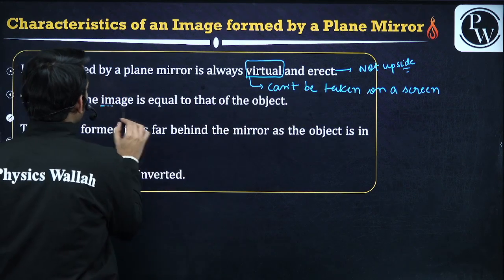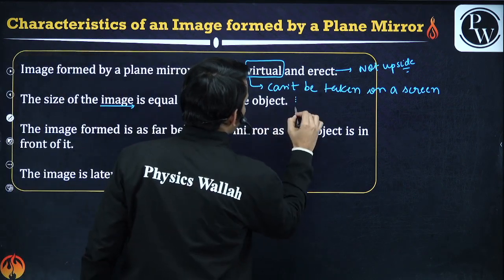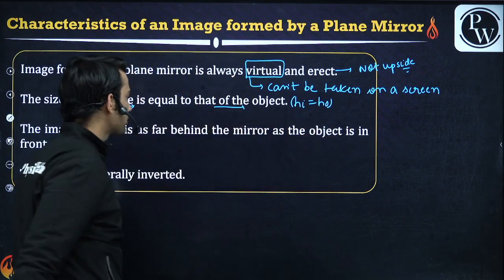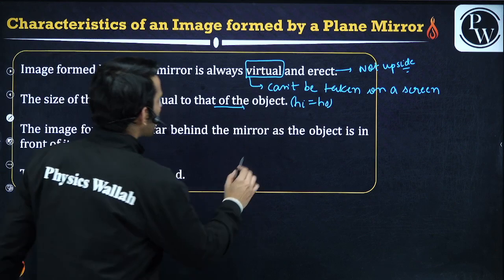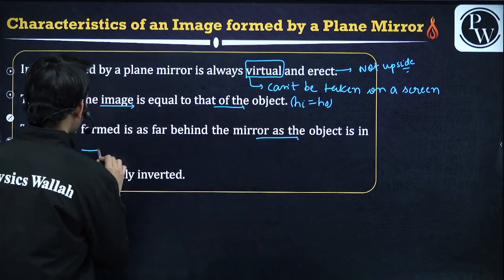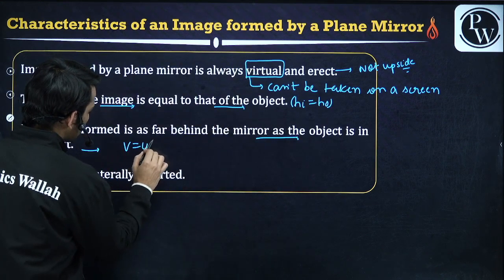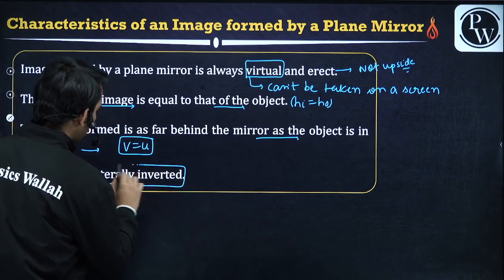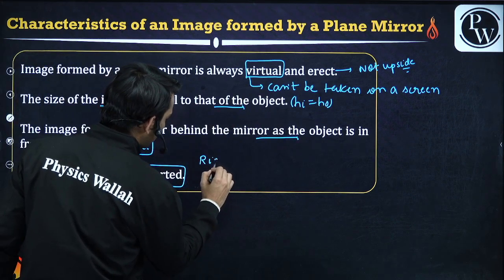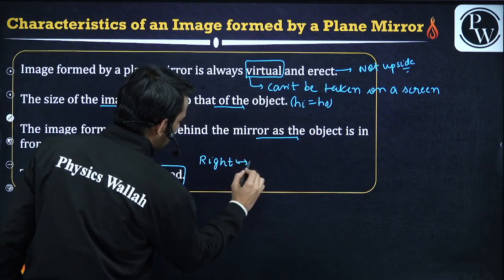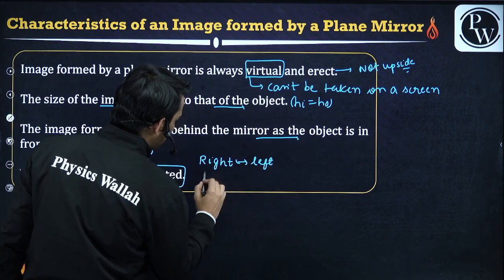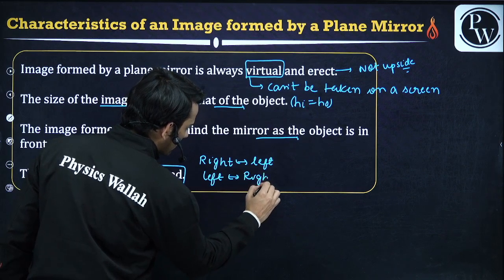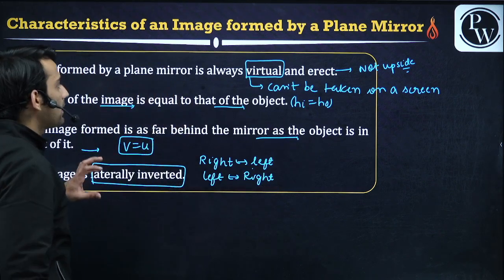Next is, the size of the image is equal to the size of the object. That is, image height is equal to object height, HI is equal to HO. The image is formed as far behind the mirror as the object is in front. That is, image distance is equal to object distance. And the image is laterally inverted. That means right to left and left to right. The right of the object will become the left, and the left of the object will become the right of the image, right? This is lateral inversion.